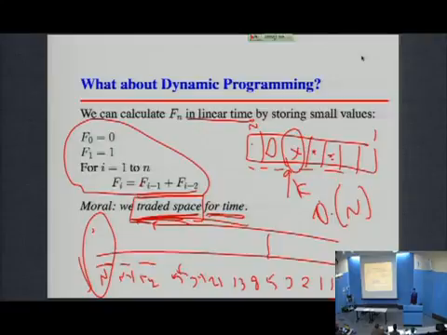Okay. Any questions about this particular example? You have to understand this example before we move on to anything else. Okay? Any questions? Okay, good.